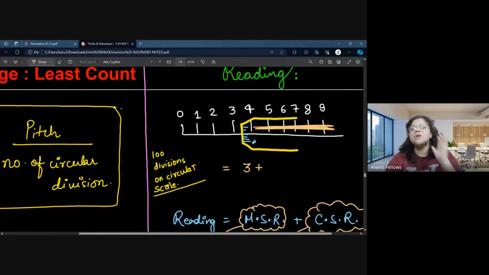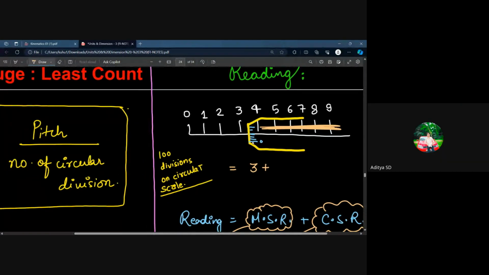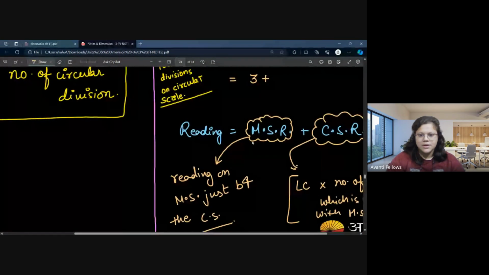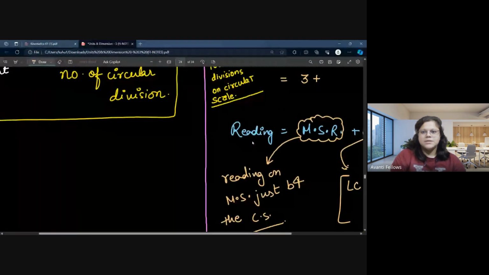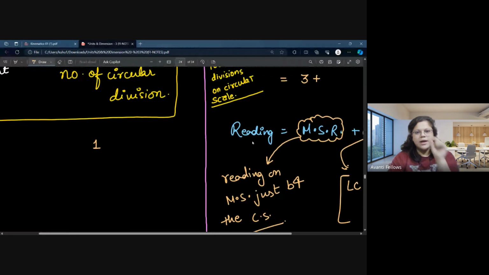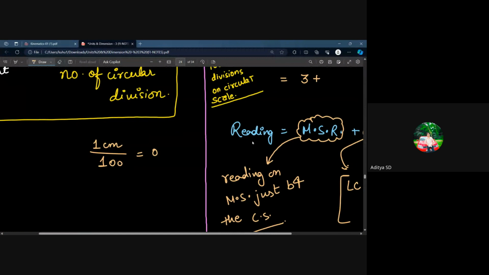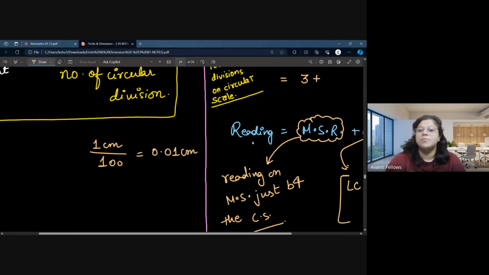Now, what is the least count of this device? Tell me. 0.1. Okay. Let me check. See, here I have 1 as the pitch, right? 1 centimeter, divided by 100, is 0.01. Yes, 0.01 centimeter, which can also be written as 1 millimeter. Right? Yes, ma'am. I'm very bad with these conversions.